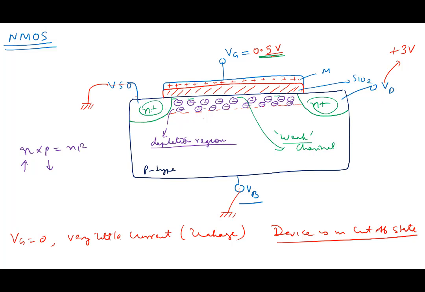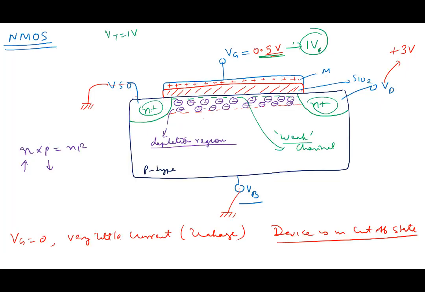Now you apply a higher voltage here. Let's say we apply the threshold voltage. We said threshold voltage is 1 volt. So we apply 1 volt here. When we apply 1 volt, now the channel is reasonable. More electrons are there. Why? Because this 1 volt pushed away more of the holes and therefore caused more electrons to balance. N into P is Ni square, so you reduce the number of holes by pushing them more and more, and the number of electrons increases. So at 1 volt, you have a reasonable channel. It's not very strong, but you have a reasonable channel at Vt equal to 1 volt.